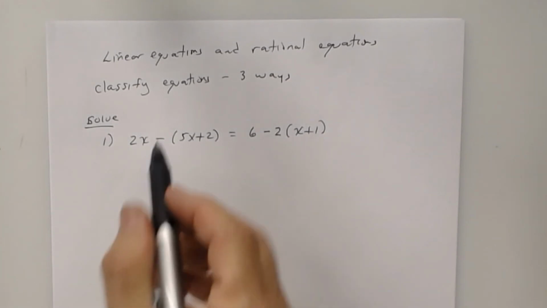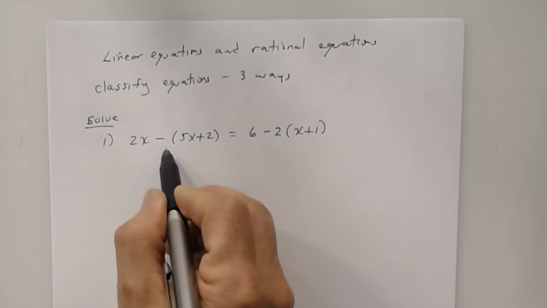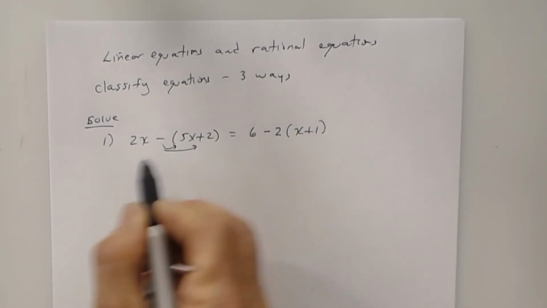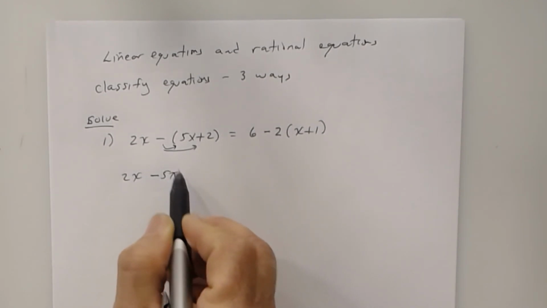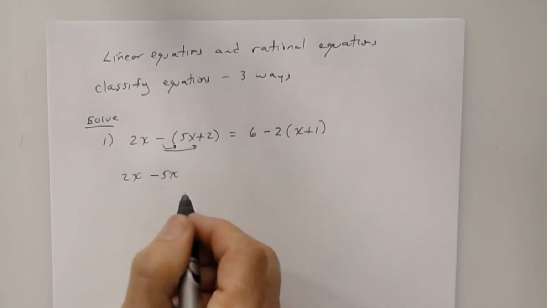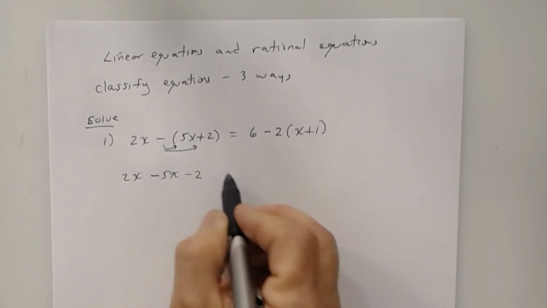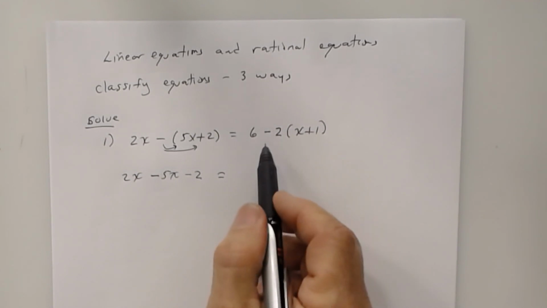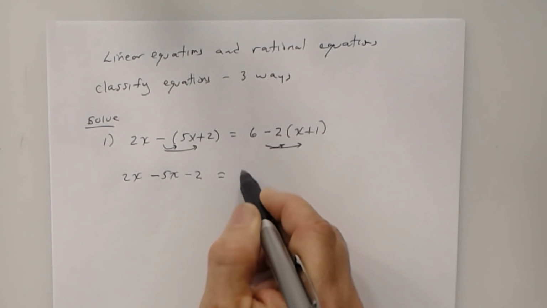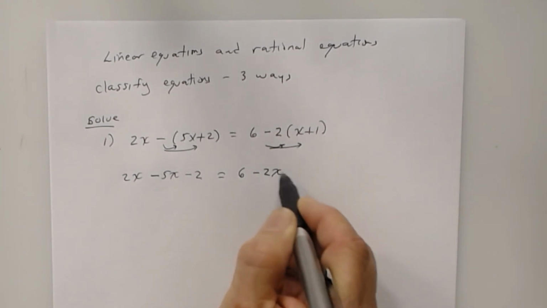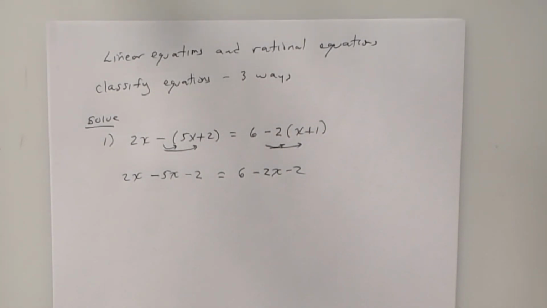Distribute. Okay. Now on the left side, what are you going to distribute? Negative 1. Good. So this becomes 2x minus 5x. Guys, negative 1 times 5x, negative 5x, right? Minus 2. Equal. Now over here, you're going to say 6 minus 2 is 4? No, you're going to distribute what first? Negative 2. So that's 6 minus 2x minus 2. Okay, once you do that, what is the next step?